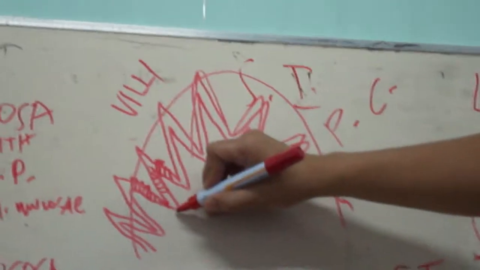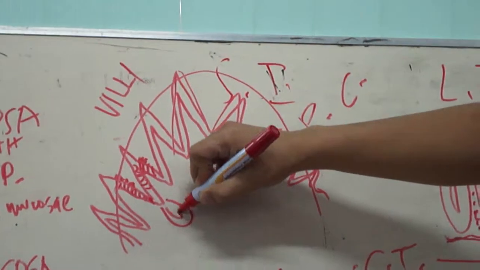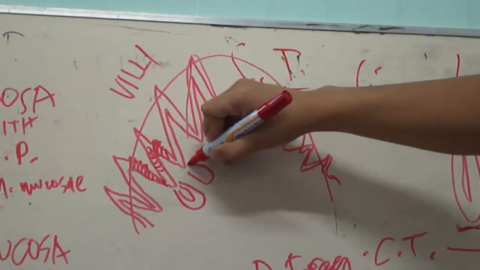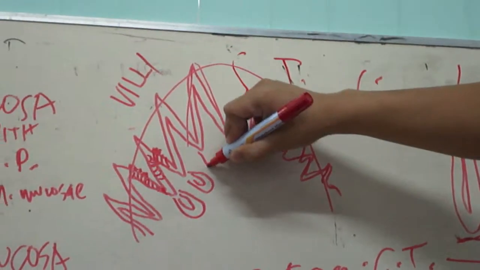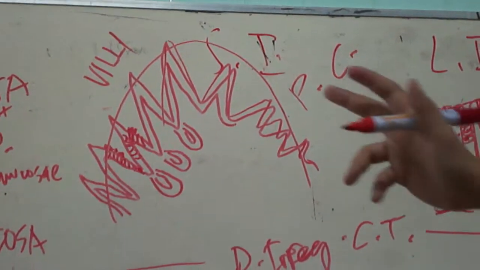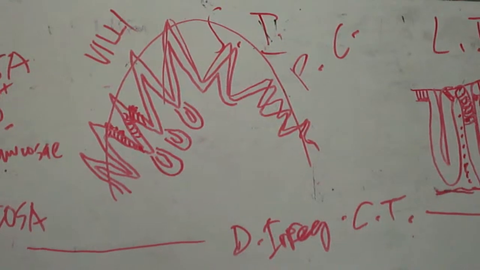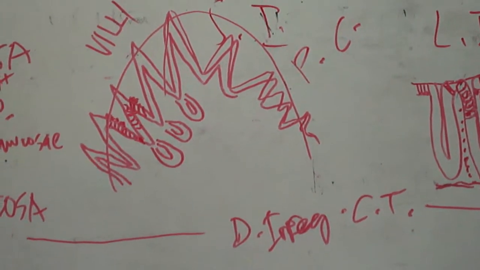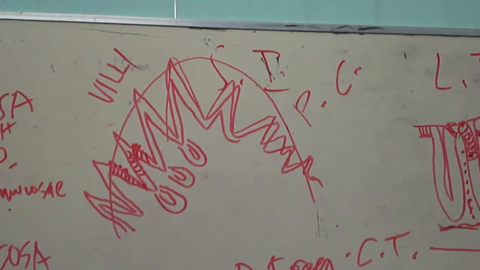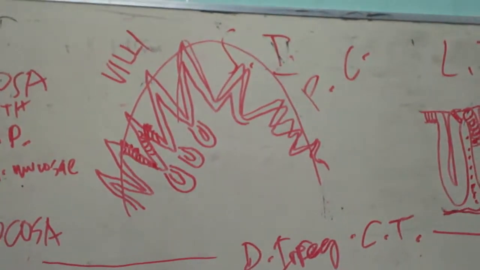for absorption. And then, at the bottom of the villi, nag-i-invaginate ang epithelium to form the glands. Specifically, these glands or these invaginations are called, very good, the crypts of Lieberkühn. Crypts of Lieberkühn or the small intestinal glands.